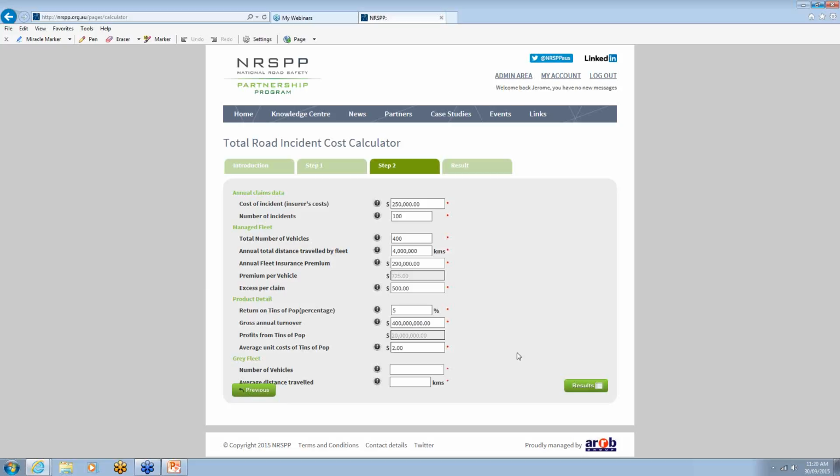And I'm assuming for the purposes of this that you don't have any grey fleet exposure? No, I've avoided that. Good man. Just for everybody else's definition, the grey fleet is basically drivers who would be driving their own car for work purposes. We've added this in so that if you do have that exposure, you can also factor in additional data regarding your grey fleet exposure.